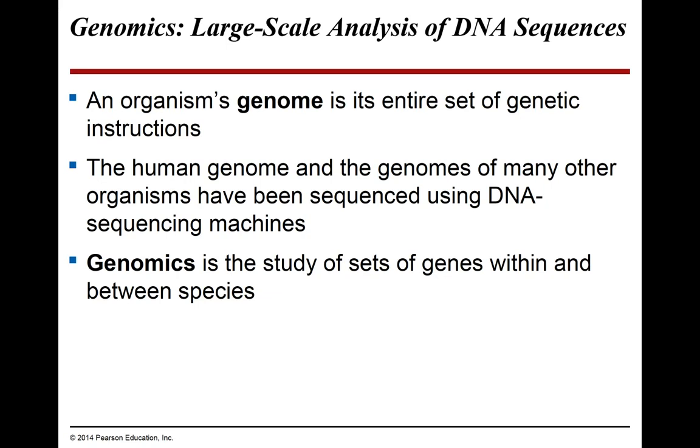And genomics is a study of sets of genes within and between species. So once we have the sequences, all of those little letters read out, we can see like, oh, between humans and chimpanzees, there's quite a few regions that have the same letters. Well, that means that we are expressing the same proteins. And that is a hint that we were along the evolutionary line somewhere, somehow related. Right? That helps us prove all of that.